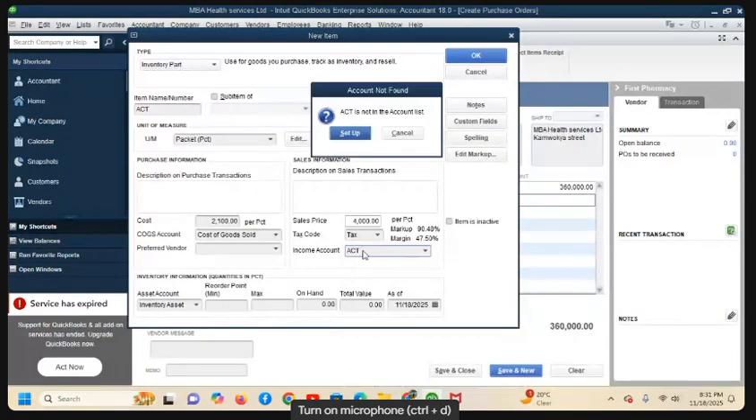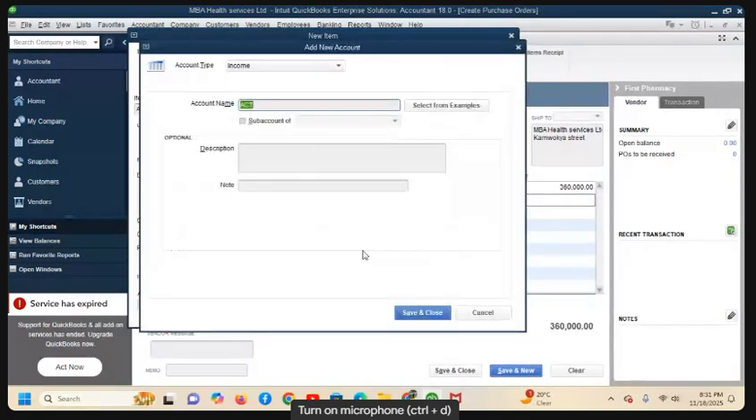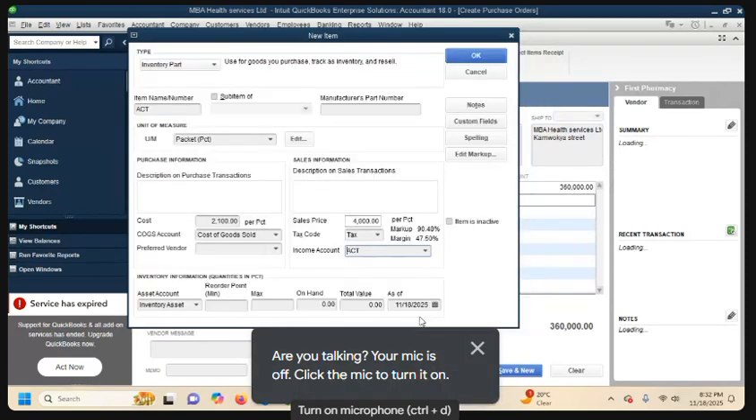Why do I do ACT as an income account? Because you need to keep on tracking which drug is selling more than the other. Are you getting it? So all the sales for that specific drug, you'll be able to see them. If you put them in one sales account, you cannot know which product is giving you more sales than the other. So I can do that one, I save and close.